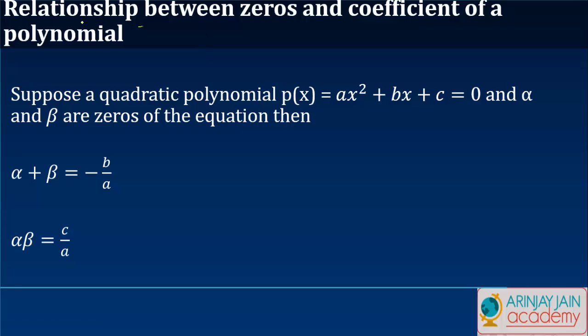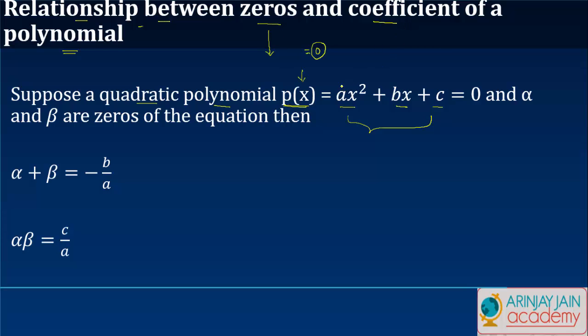In this video, we are going to see what is the relationship between zeros and coefficients of a polynomial. Suppose you have a quadratic polynomial p(x), represented by ax squared plus bx plus c. In this case, we know that zeros are basically the values for which this polynomial becomes 0. So if any particular value of x that we put in here makes this entire polynomial 0, then we say that it is a zero of the polynomial p(x).